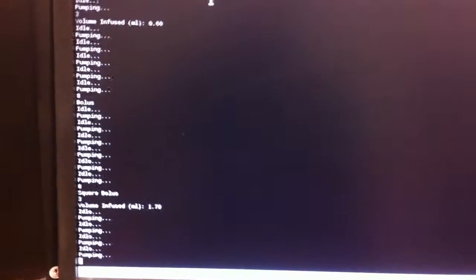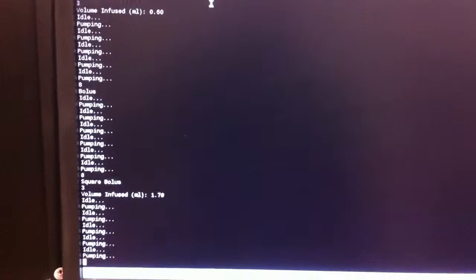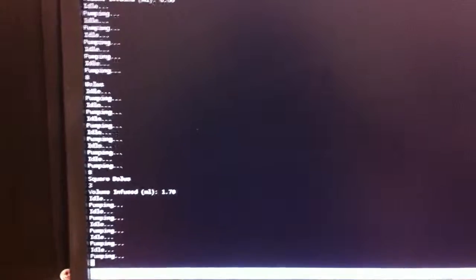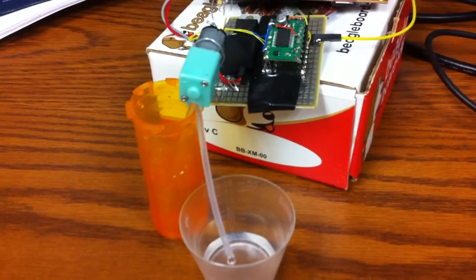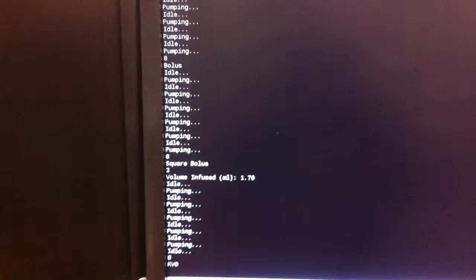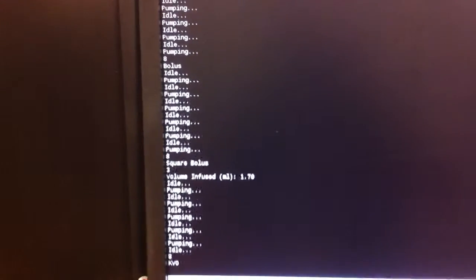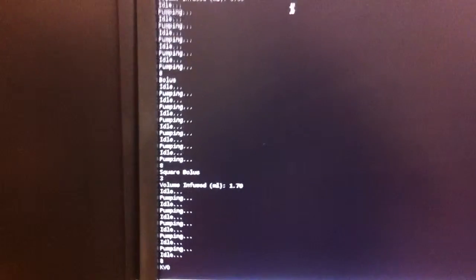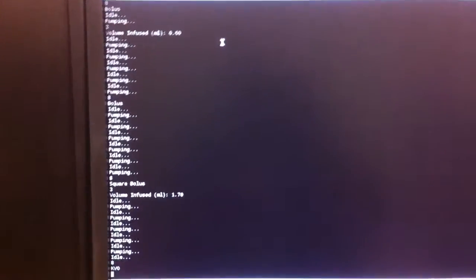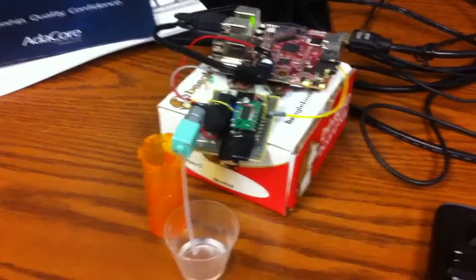Okay, so I believe this is the last one. And let's see, the pump is still running. And now it's stopped. It's idle. And the state is KVO rate. And now, as I said, the clinician has to restart the pump in order to make it continue working. Thank you.